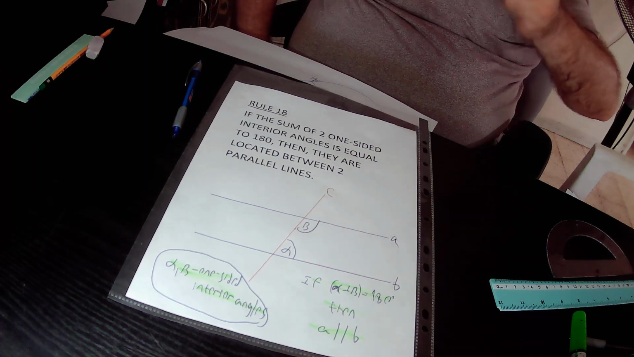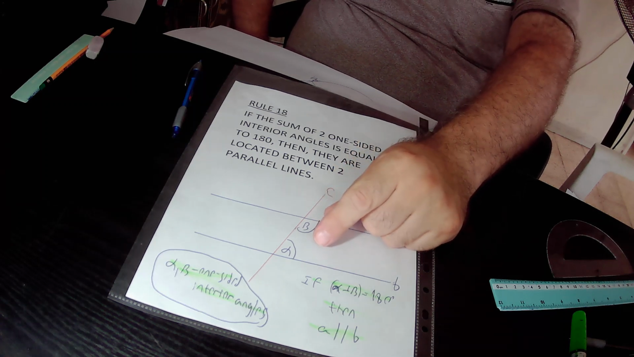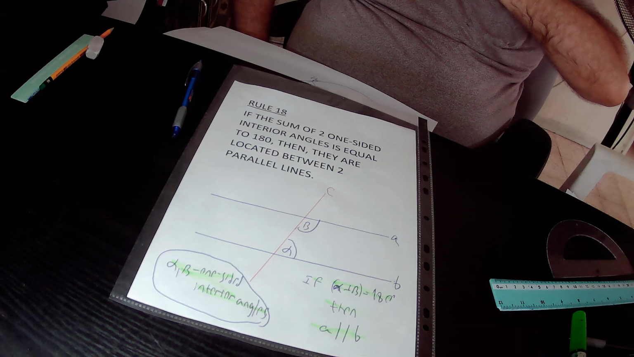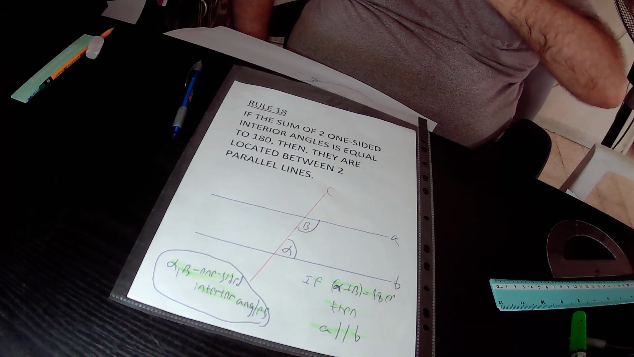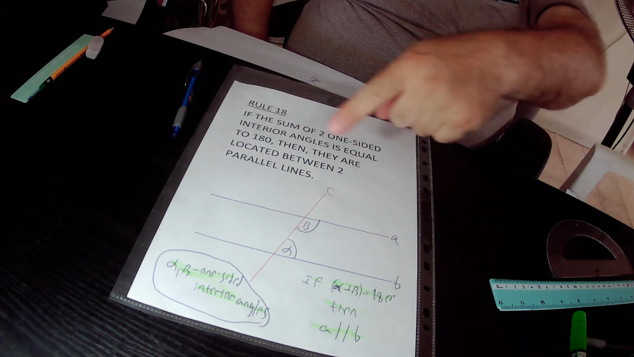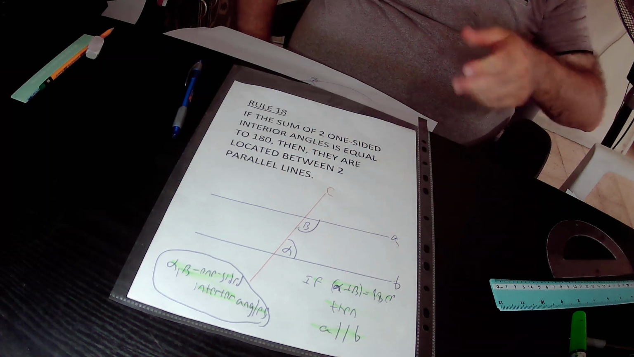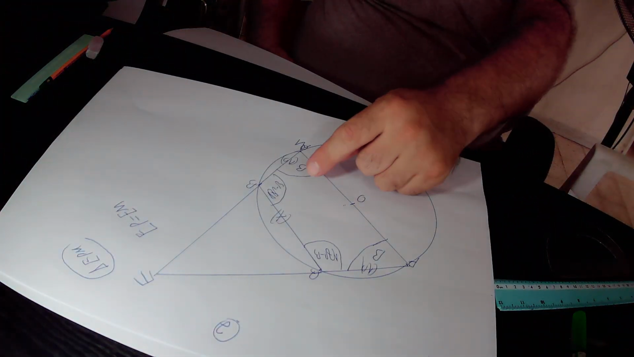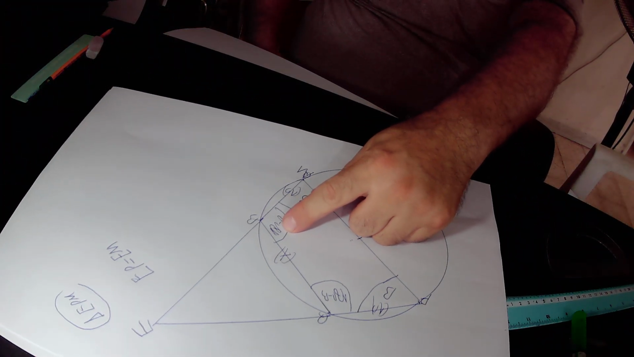And because the sum of those two one-sided interangles is equal to 180 degrees, according to this rule 18, they must be located between parallel lines. That is to say, line A is parallel to line B. So actually, we have already implemented rule 18 in our drawing. So as mentioned, the sum of those two one-sided interangles is equal to 180 degrees.